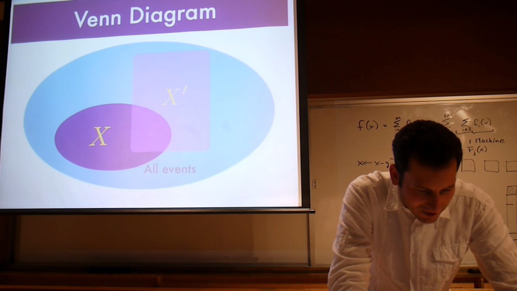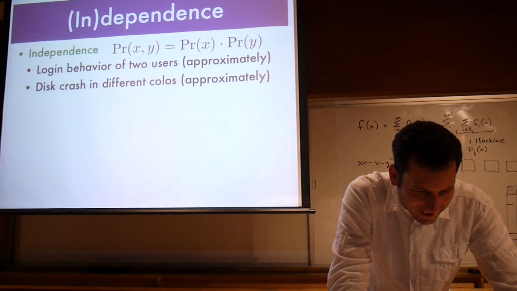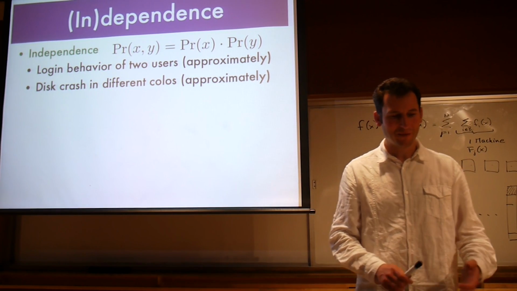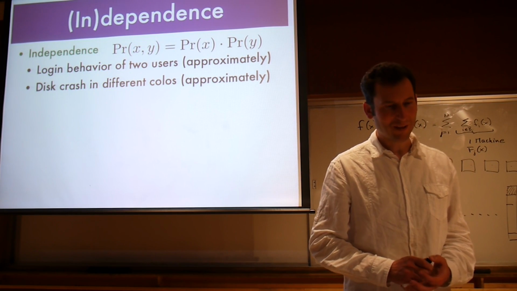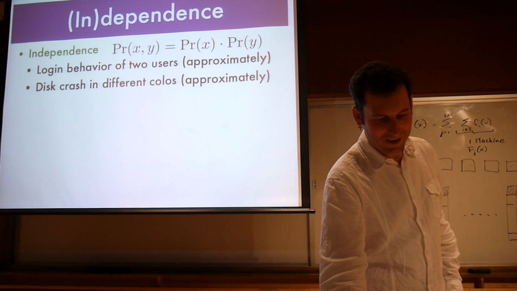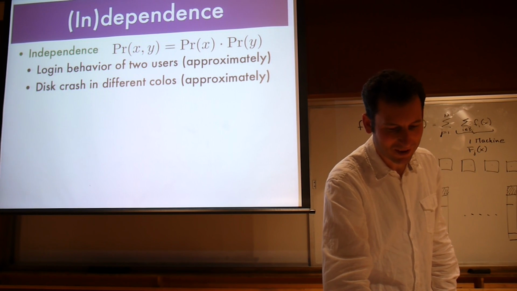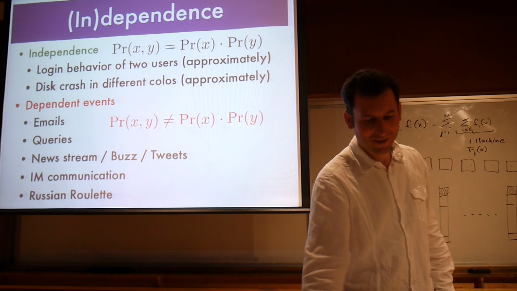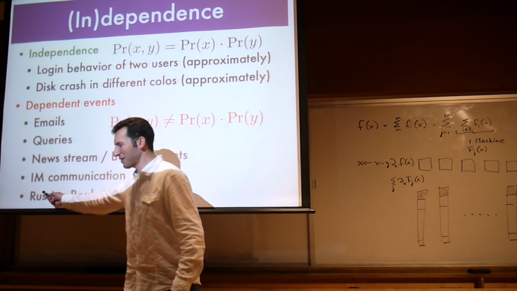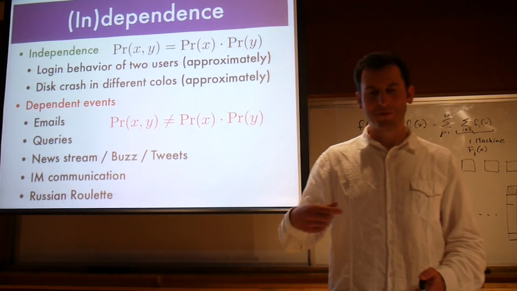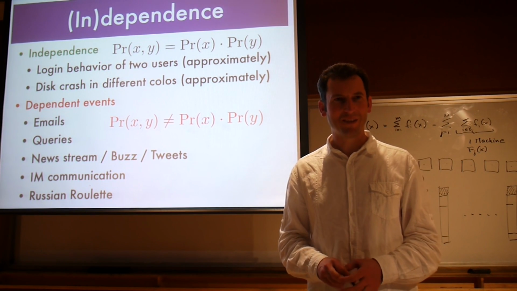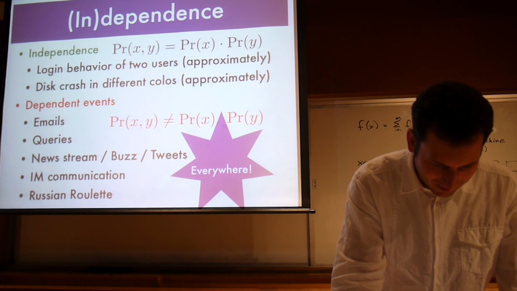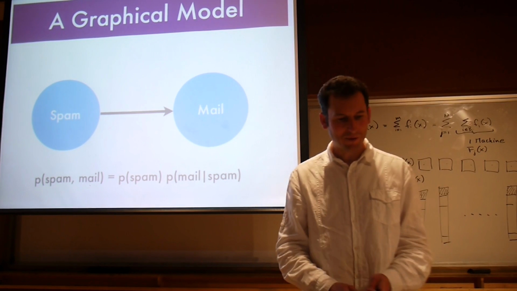So, you get the joint events. Now, this is where things get a little bit more interesting. You might have dependent random variables or not so much. Like the login behavior of two users might be approximately independent, or disk crashes in different colos might be approximately independent. But in a lot of things, things are dependent, and that's actually a good thing, right? So this is an infamous example of dependence. You've pulled the trigger 5 times, and you're still alive. Well, you know exactly what's going to happen the next time. So it's everywhere.